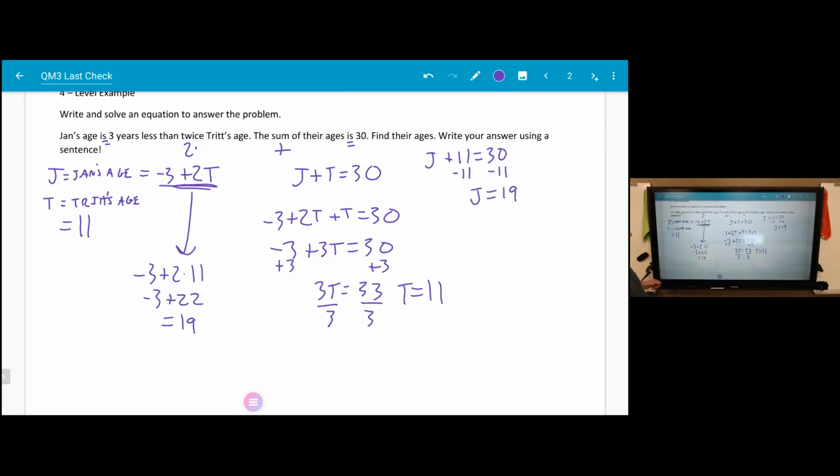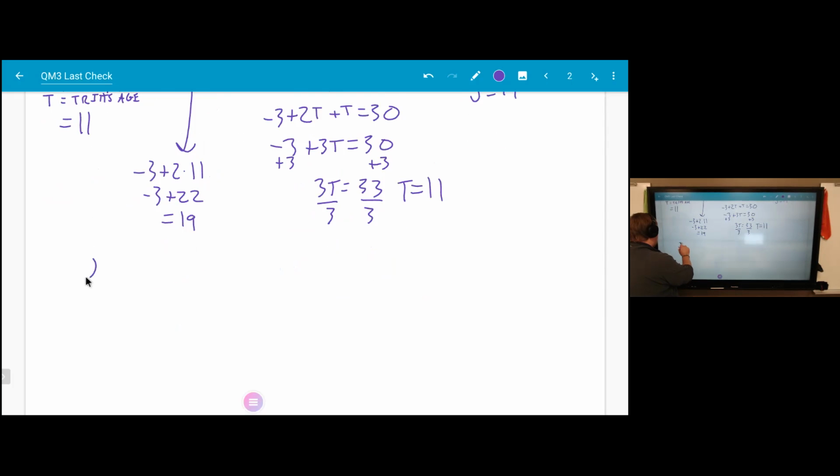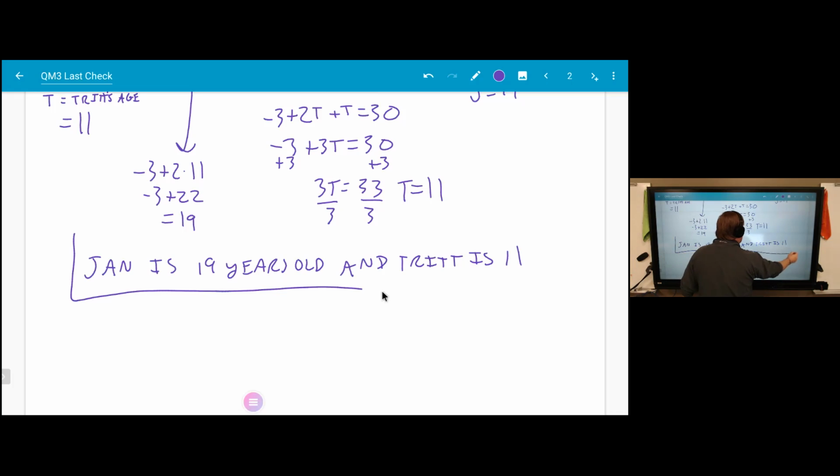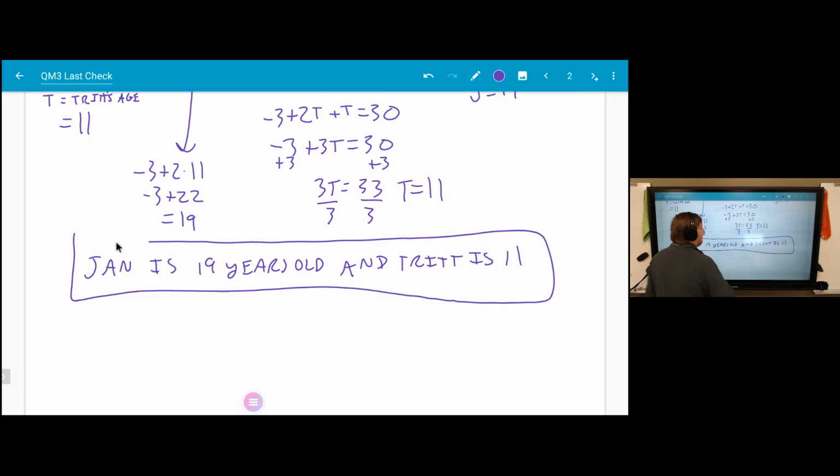All right, so we wrote some stuff down. So we got to use a sentence. Jan is 19 years old. And Trit is 11. We have written a sentence statement. I like it, and I hope you guys do too.